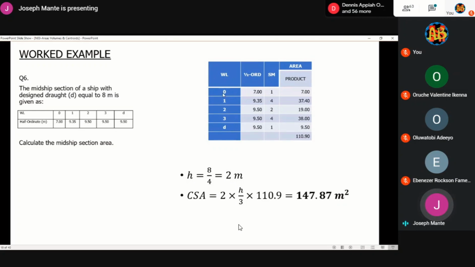So you multiply the 1 times the half coordinate, you get the area product at that particular section. 4 times 9.35, you get that. 2 times 9.50, you get that. 4 times 9.50, you get that. And 1 times 9.50, you get that. So this becomes your area product being 110 times 90.